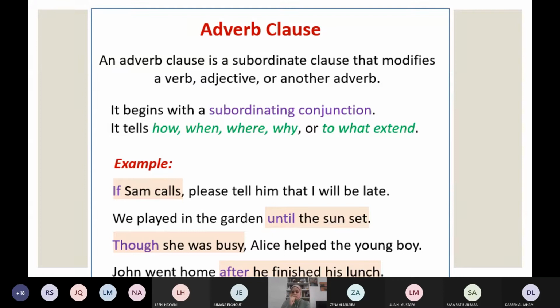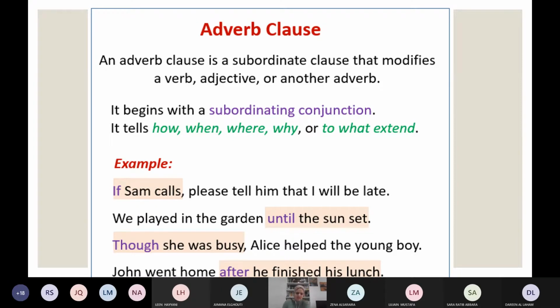Okay. It starts with what? It starts with a subordinating conjunction. So an adjective clause starts with who, whom, whose, that, which. And sometimes they start with relative adverbs when I modify a place or a time. The adverb clause, the same, starts with a subordinating conjunction, and it answers how, when, where, why, to what extent.